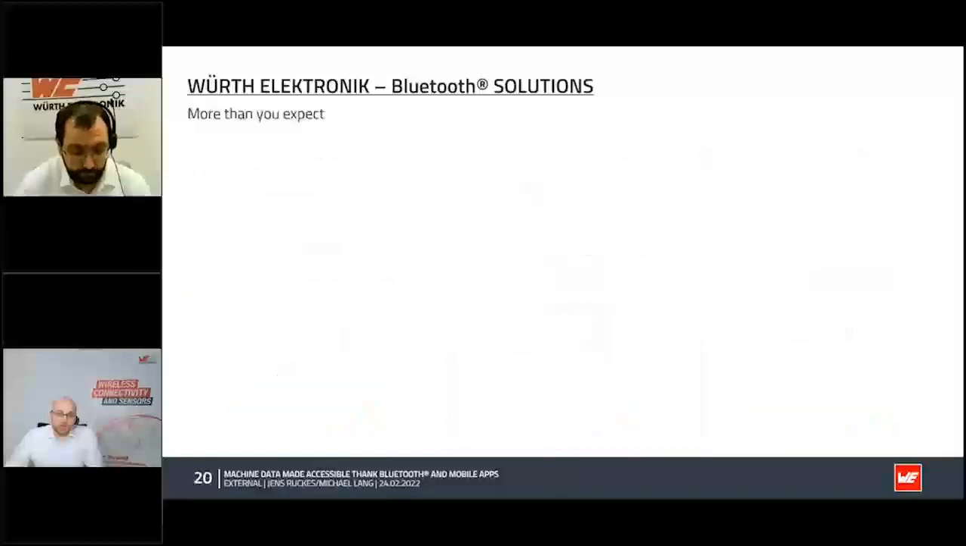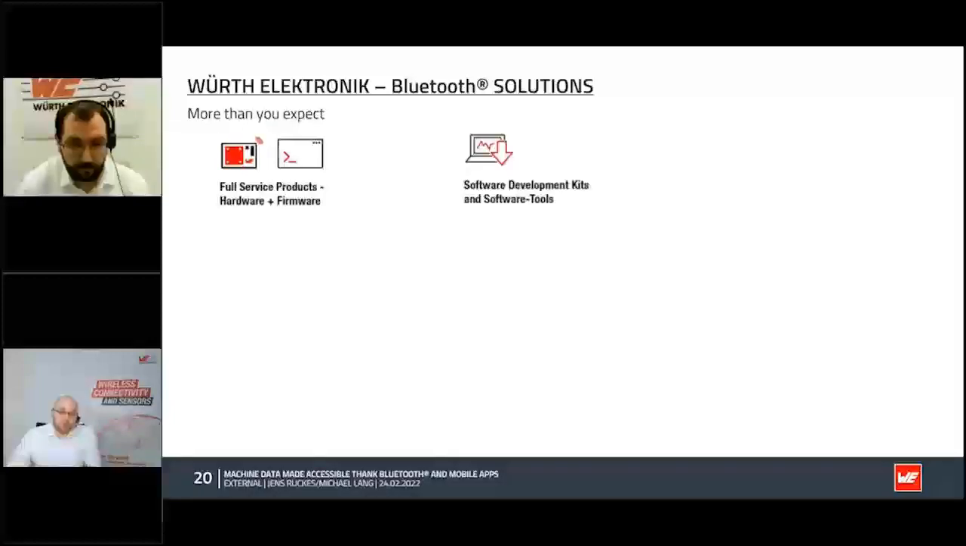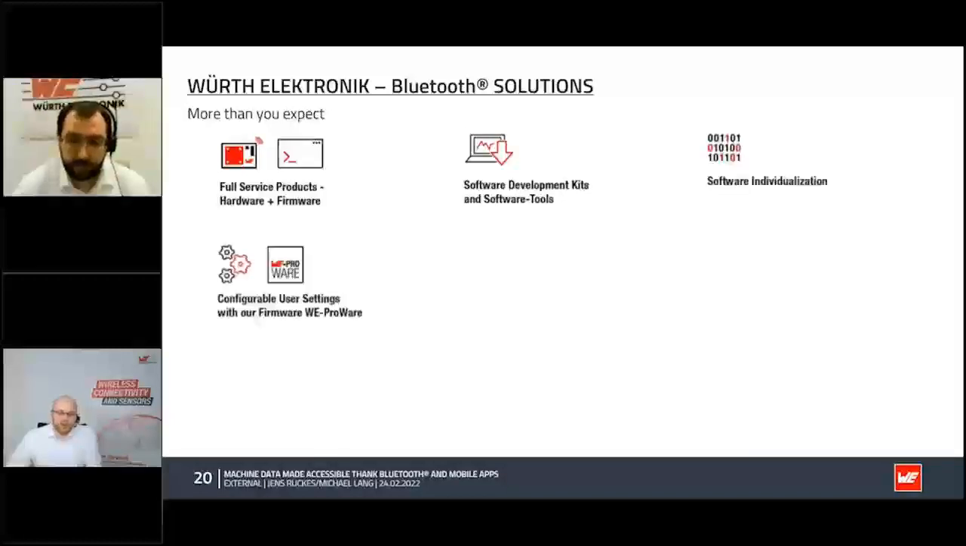In general, our Bluetooth or our RF modules or solutions always have a few benefits for you. The first is it's a full service product. There is hardware and firmware integrated. As I said before, it's a standalone all-inclusive module, so you don't have to do anything on the module. So it could be used very easily. Software parts such as the software development kit and software tools are available, and the software could also be individualized if necessary. The configuration of the module is very important to be flexible and to set it to your application.